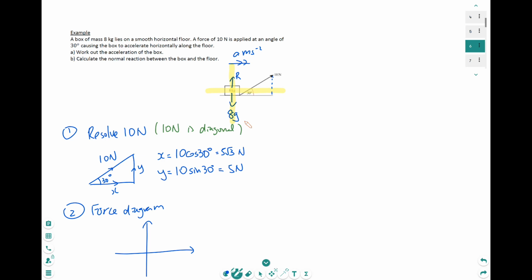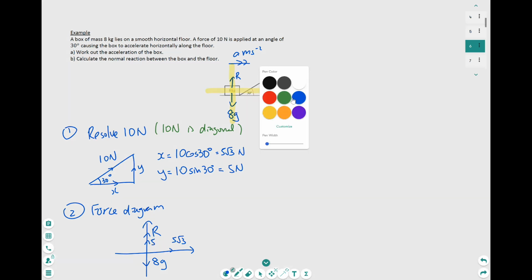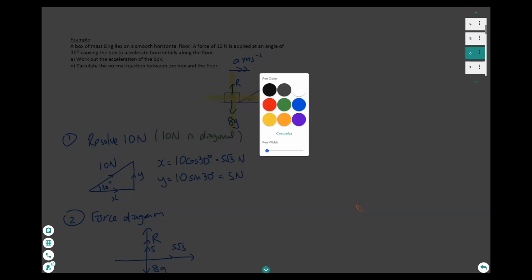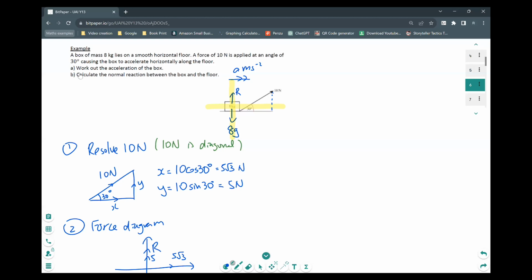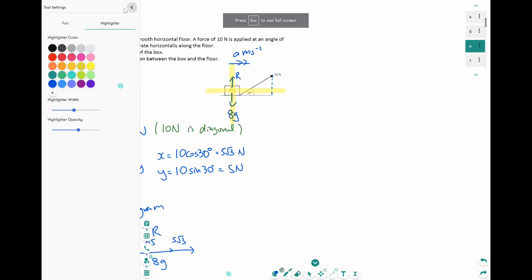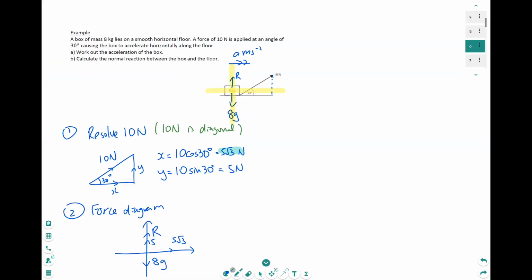Second step, draw the force diagram. We've got the reaction on top and we've got Ag at the bottom. Next, the 10 Newton has been resolved into the 5√3 to the right and 5 Newton upwards. So let me color code it for you. So this 5√3 and the 5 Newton, I'm in blue. 5√3 to the right and 5 Newton upwards.